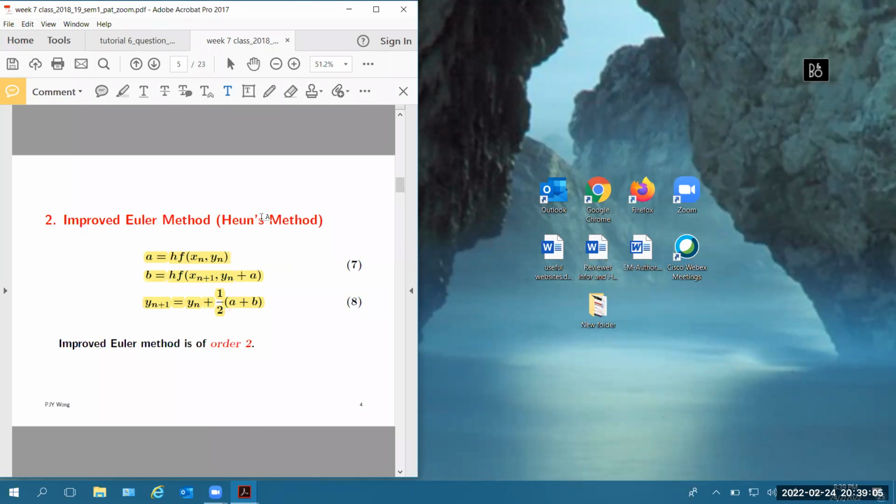Then we go to the next method. This is called the improved Euler method. That means it's an improvement, so more accurate. Here, if we see how we get your next y, this is the formula. yn plus 1 equals yn plus half, and then a plus b, where a equals this, and b equals this. So that means before you do this formula 8, you have to pre-calculate your a and b. Is that okay?